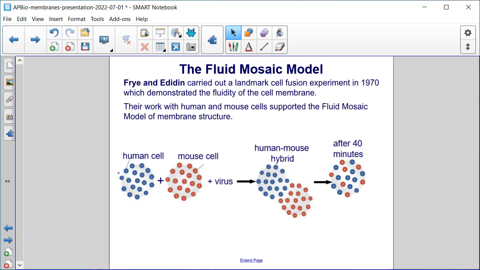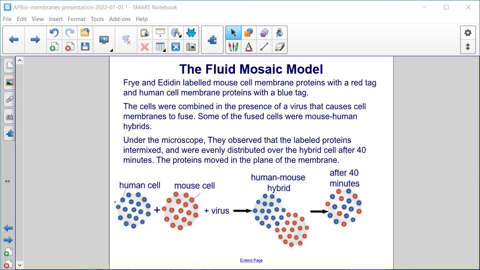One landmark experiment in this fluid mosaic model came from scientists Frye and Edidin. They carried out a landmark cell fusion experiment in 1970, which demonstrated the fluidity of the cell membrane. Their work with human and mouse cells supported the fluid mosaic model of membrane structure. So let's look at this experiment a little more. So what Frye and Edidin did was they labeled mouse cell membrane proteins with a red tag.